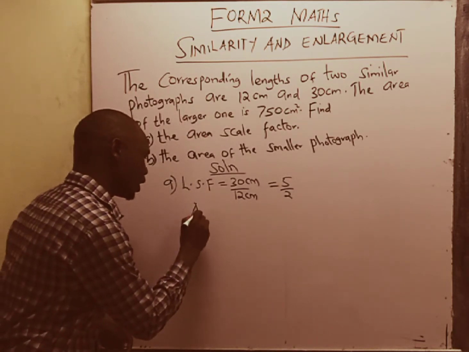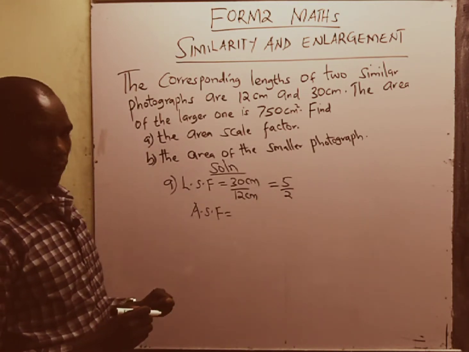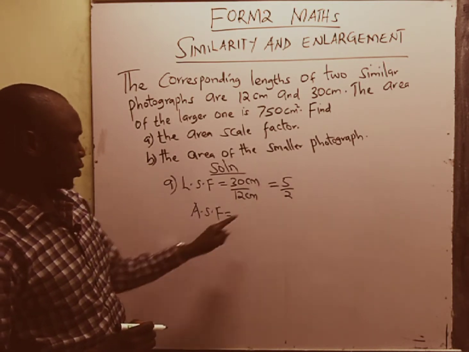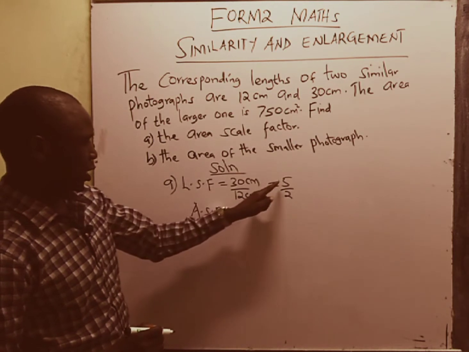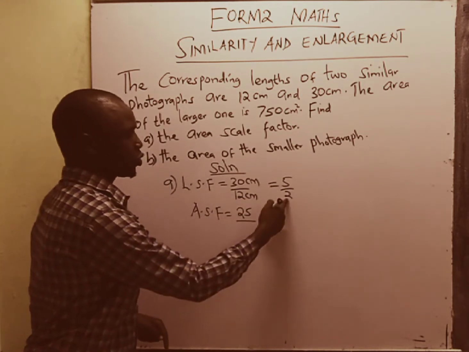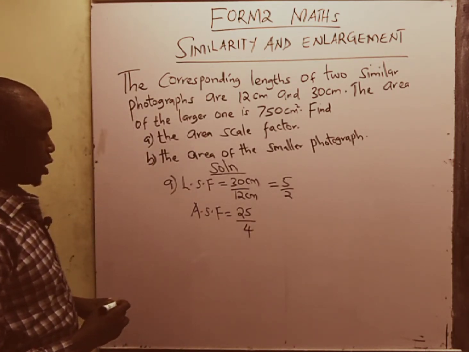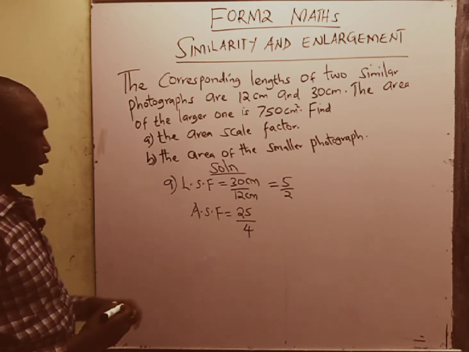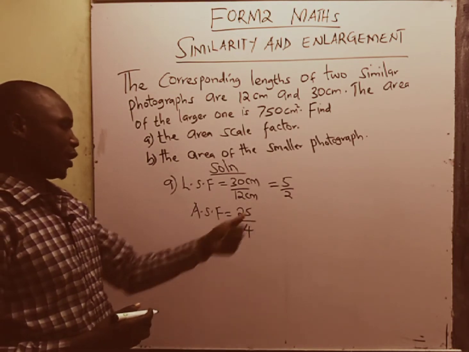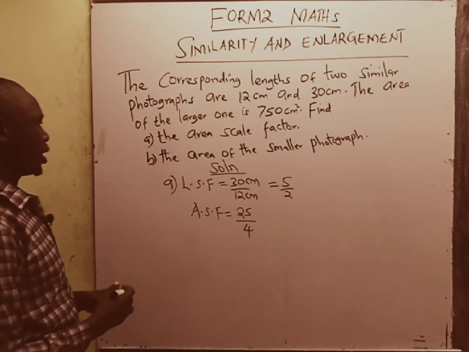We have already said that area scale factor will always be equal to the linear scale factor squared. So if you take the linear scale factor and square it, you get the area scale factor. That is, 5 squared will give us 25, divided by 2 squared, which will give us 4, and that is what we call the area scale factor as a fraction, which can also be written as a ratio, 25 to 4 or 4 to 25, depending on the order that you want to take.